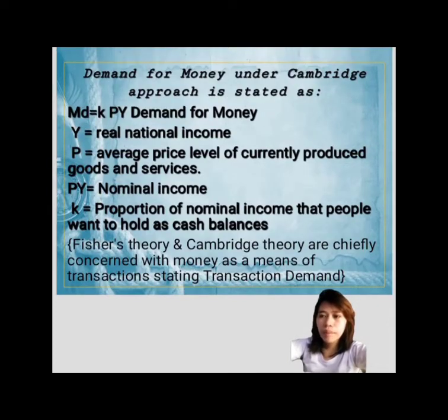Demand for money under the Cambridge approach is stated as MD equals KPY, where MD means demand for money, Y equals real national income, and P equals the average price level of currently produced goods and services. PY equals nominal income, and K is the proportion of nominal income that people want to hold as cash balance. The Cambridge theory is chiefly concerned with money as a means of transaction, stating transaction demand.